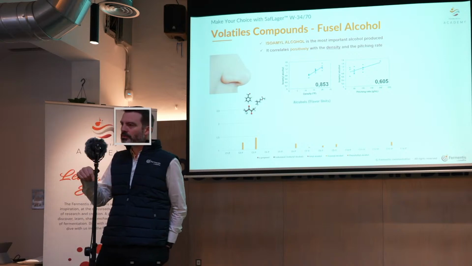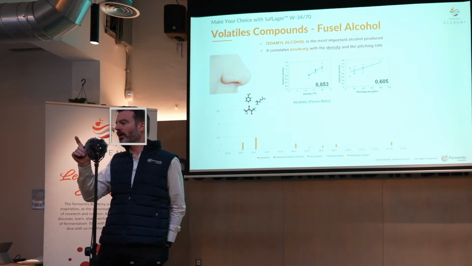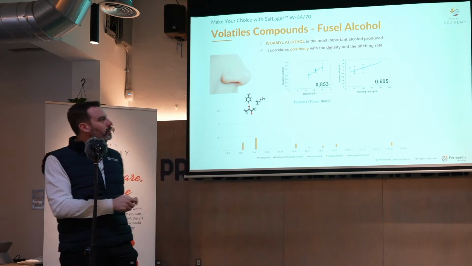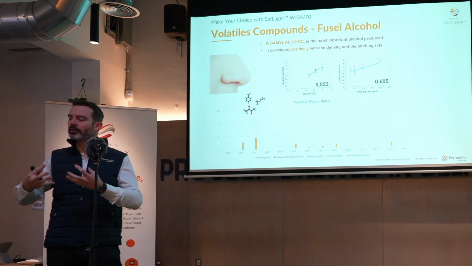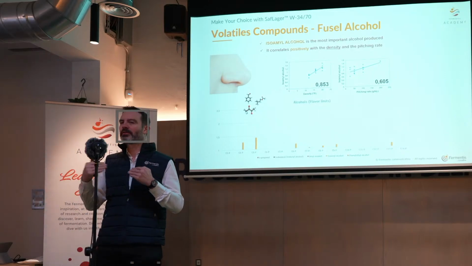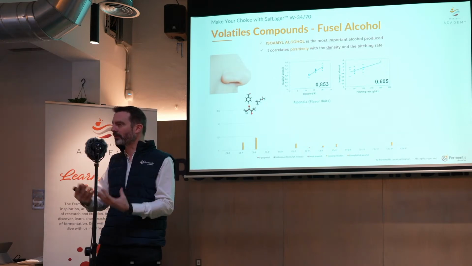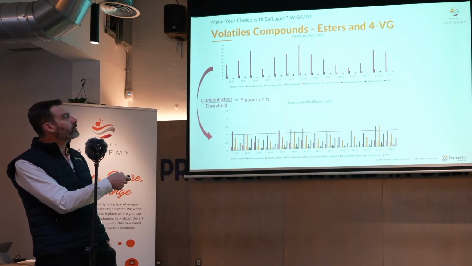We can measure that there is a correlation in concentration of these compounds and density. So yes, there is an evolution. The higher the density, the more of the compound you have, but no or little chance to actually be able to detect it. And this is for the esters.